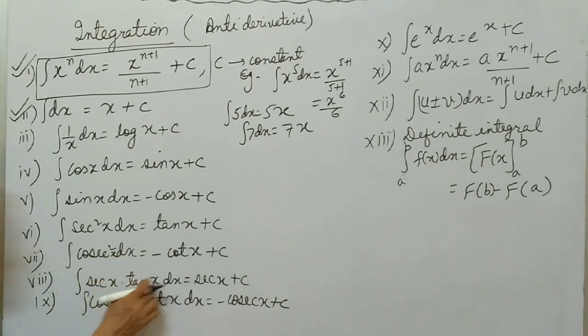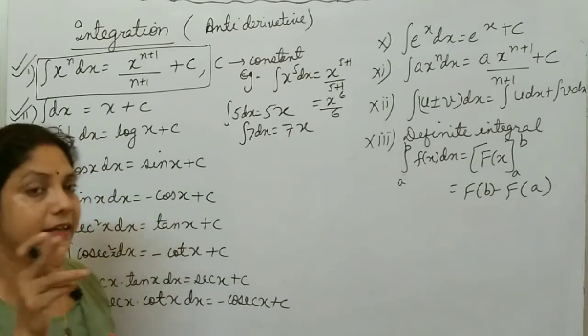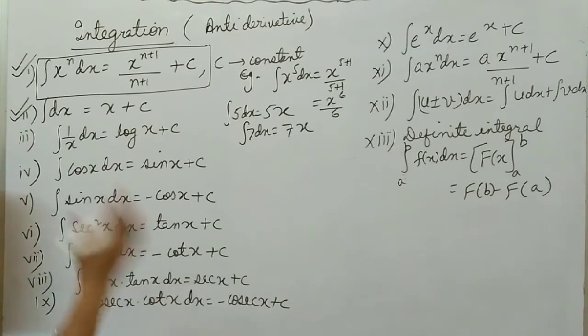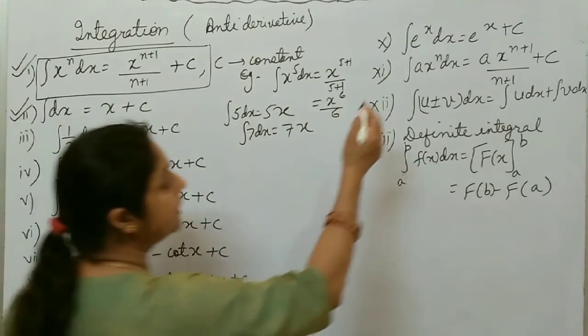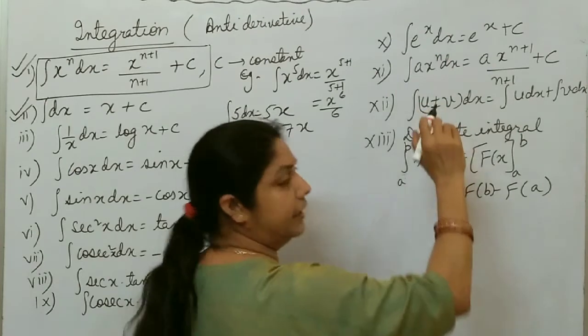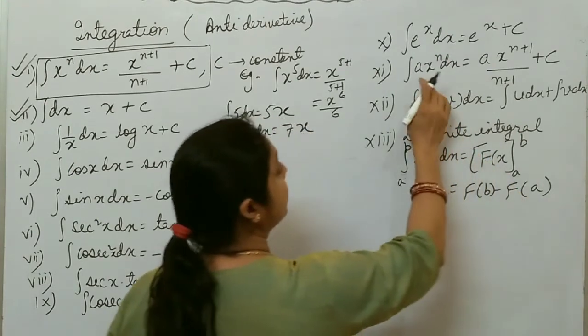Integration of sec x tan x is sec x. There, differentiation of sec x is what? Sec x tan x. So integration of sec x tan x is sec x. It is just the reverse of differentiation. Integration of cosec x cot x is minus cosec x. Then integration of e to the power x is e to the power x only, and in case of differentiation also, differentiation of e to the power x is e to the power x.